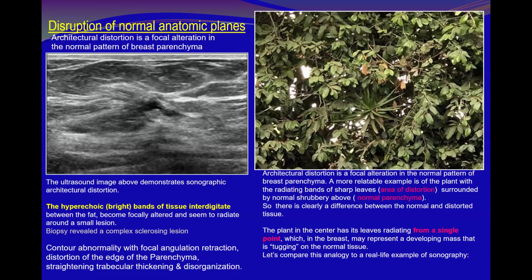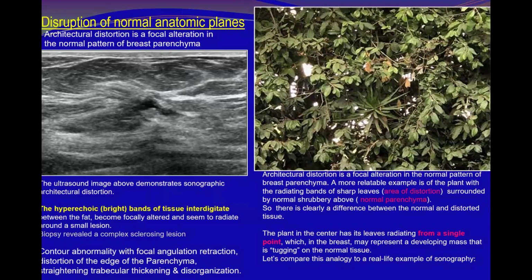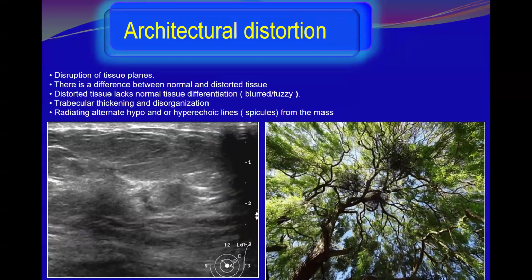So it represents contour abnormality, focal angulation, retraction, distortion of the edge of the parenchyma with straightening and thickening of the trabeculae, which is also disorganized. Okay? Let us see this example here.